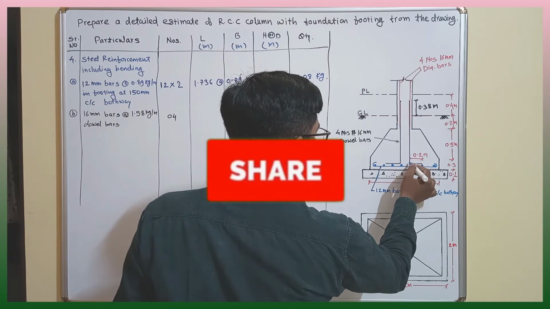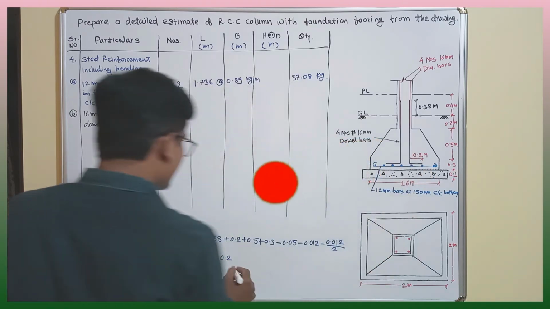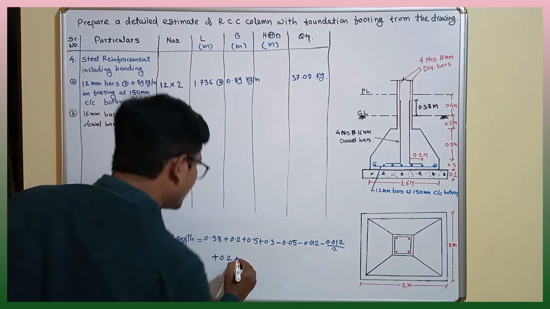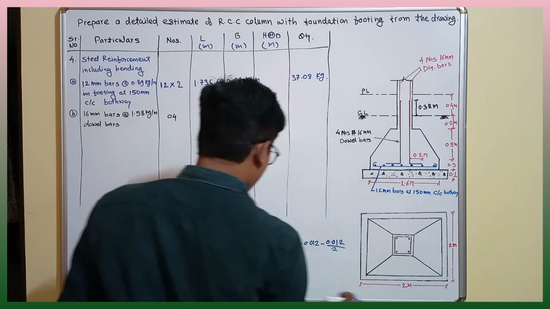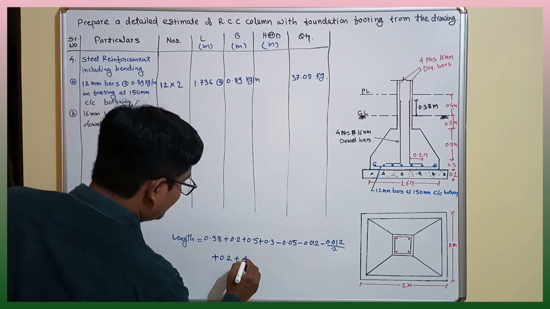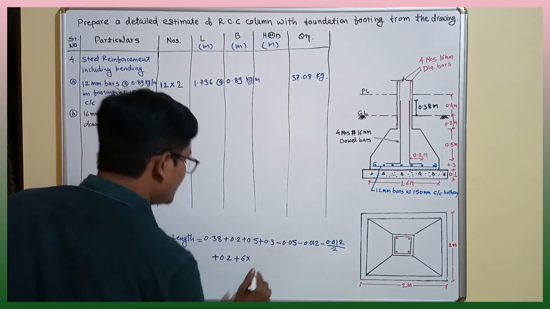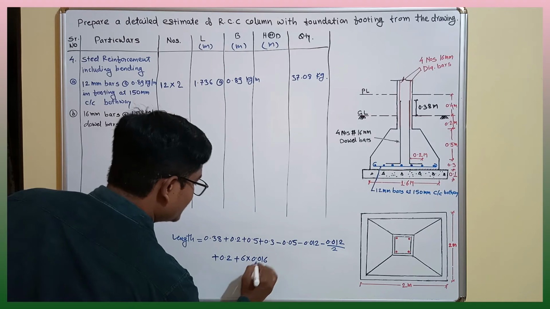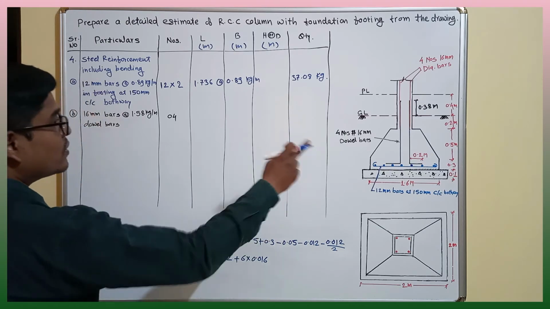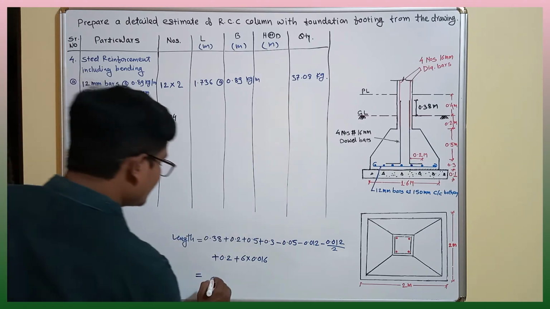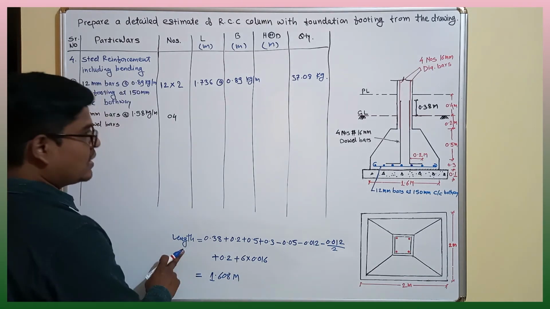Again it is bent at 90 degree. So due to bent at 90 degree, it will increase some extra length. So I will write here plus. So what is the extra length for 90 bent up? 6.5. 6 into, what is the diameter of this bar? 16 mm. So I will write here 0.16. So after calculating this, we will get the total length of dowel bar. So it will be 1.608 meter. So this is the length.